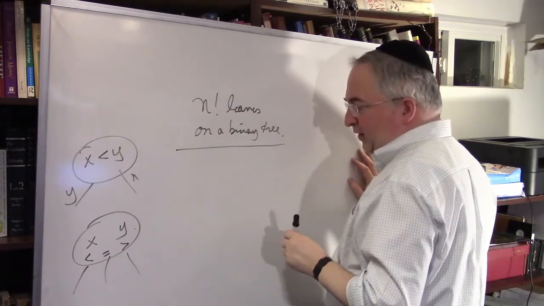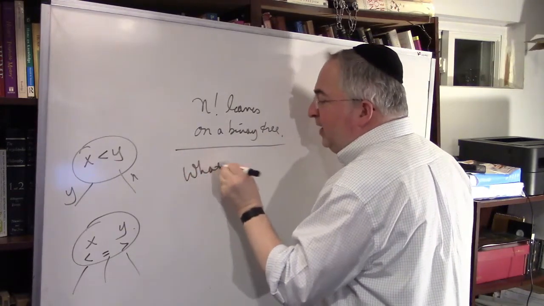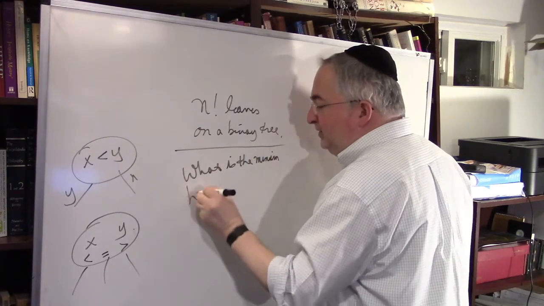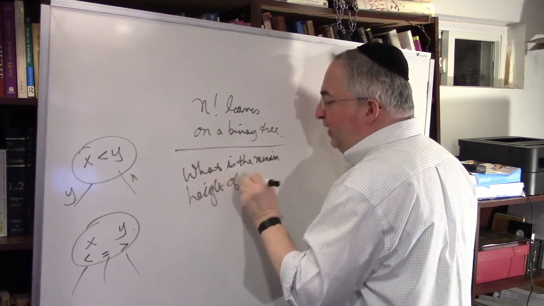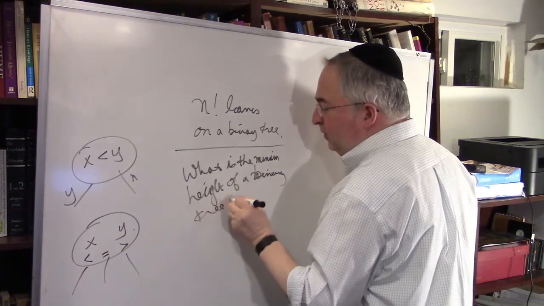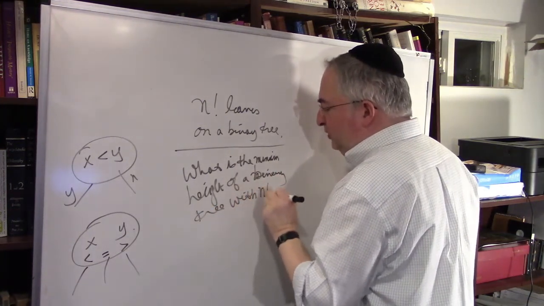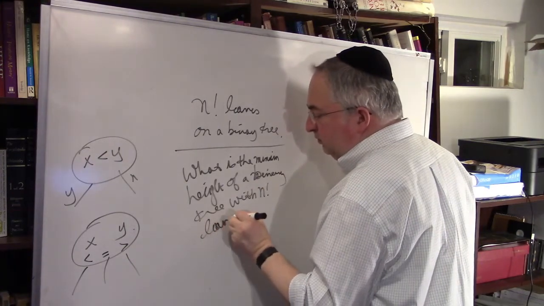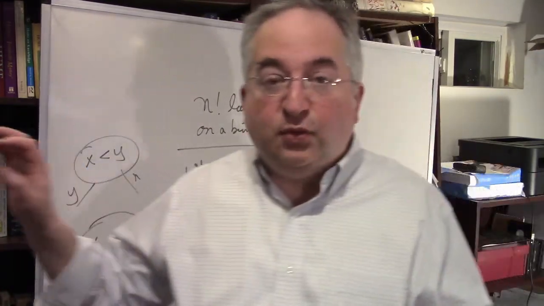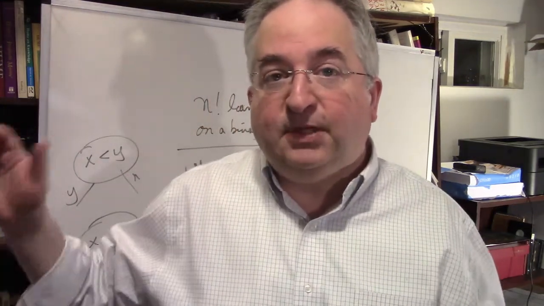And now I'm asking the following question. What is the minimum height of a binary tree with n factorial leaves? Okay, because that's the type of tree we're going to get. We're going to get a tree with n factorial leaves because that's the possible outputs of a sorting algorithm. And we want to know what's the shortest, because the shortest corresponds to the best possible algorithm.